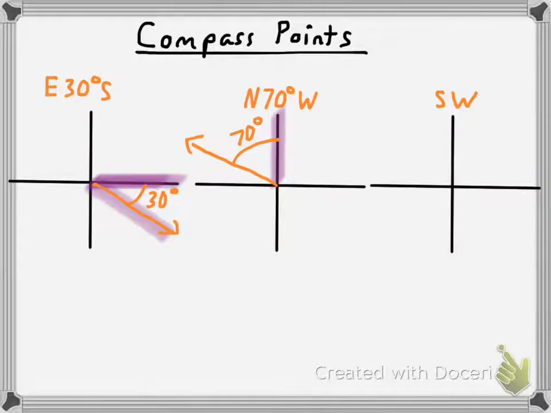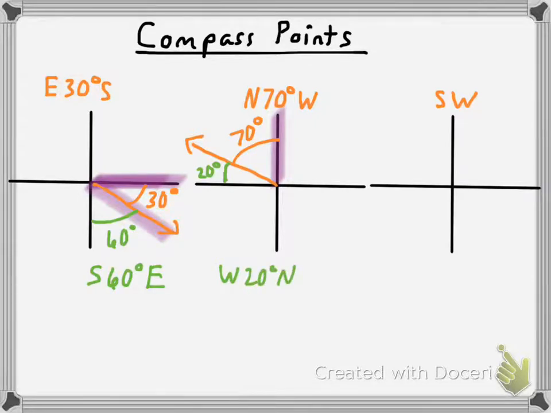Now, by the way, most all of these directions can be written two different ways. The east 30 degrees south could also be south 60 degrees east. Because if you faced south first and then turned 60 degrees in the easterly direction, you're going exactly the same direction as the east 30 degrees south. Similarly, we could have changed the north and the west in the north 70 degrees west, and then use the angle between west and north, and said that this was west 20 degrees north.